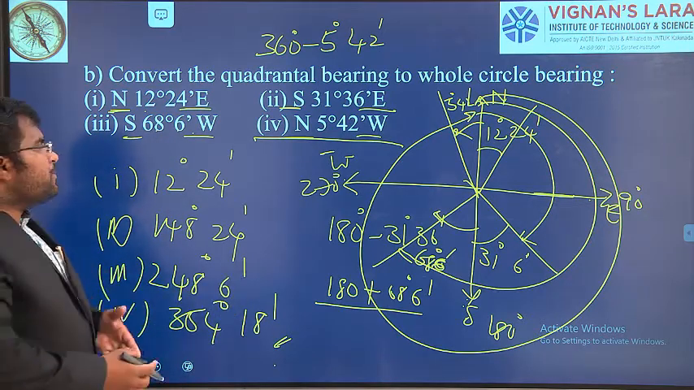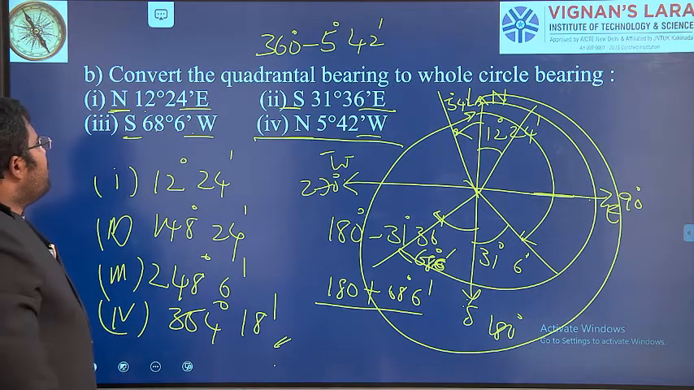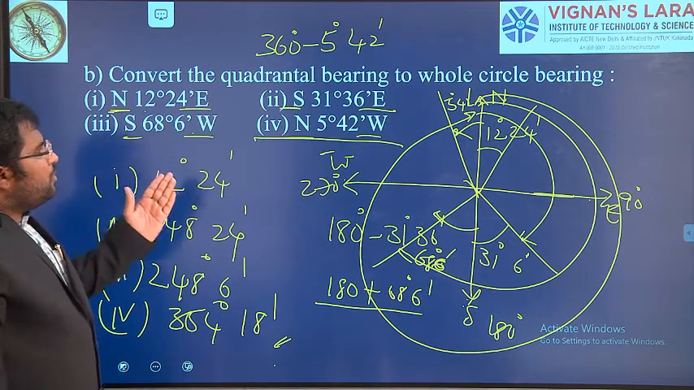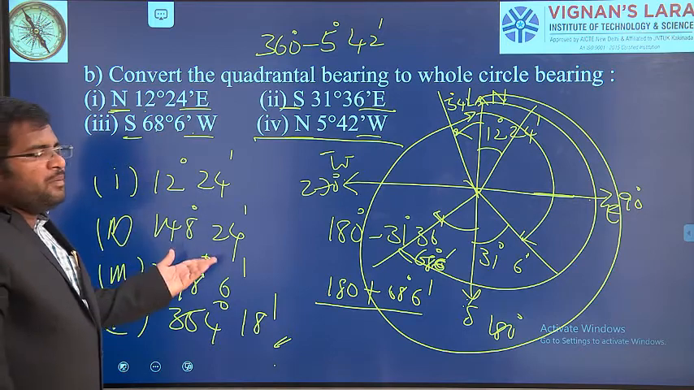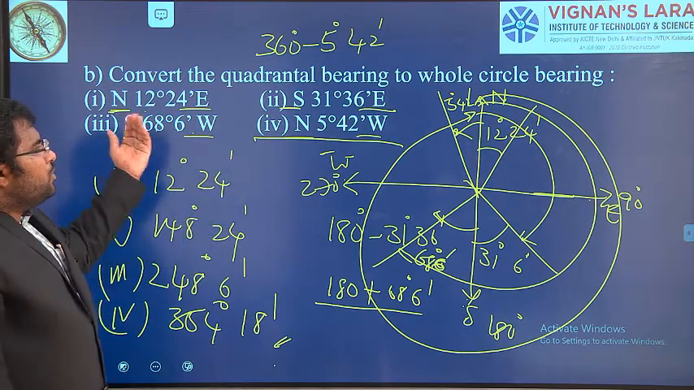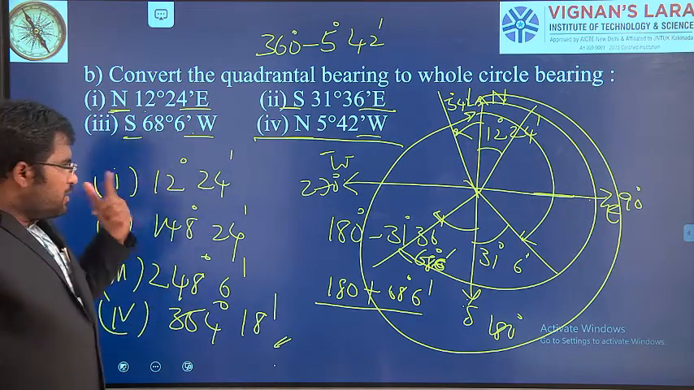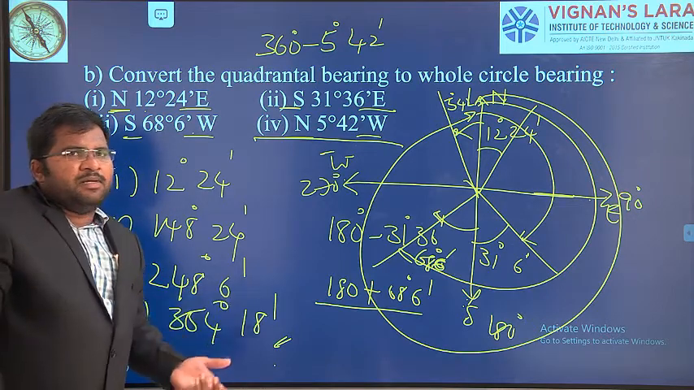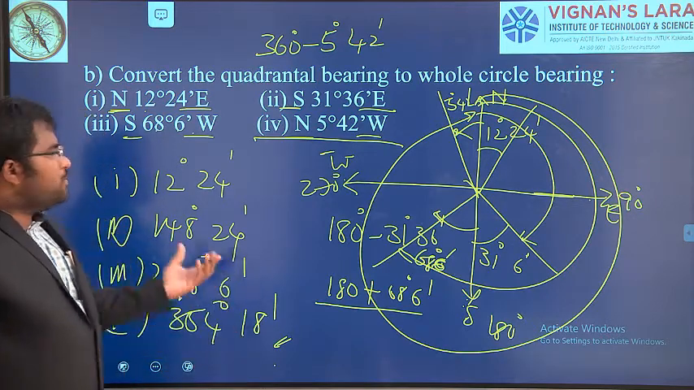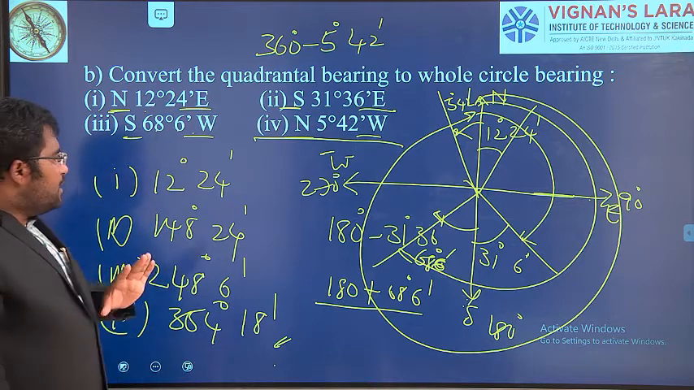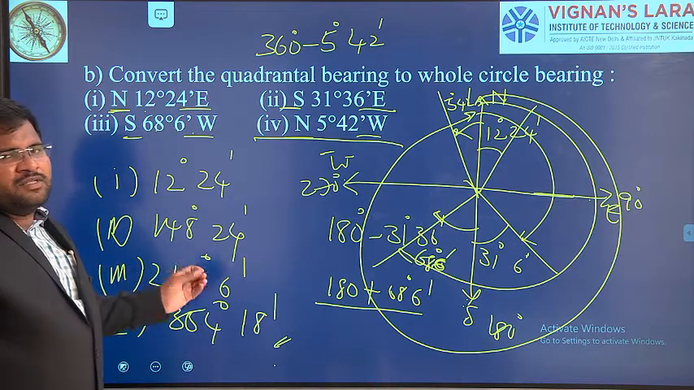Okay, this is the procedure to convert the values from quadrantal to whole circle, and in the previous problem we saw whole circle to quadrantal, right? So you can take any other example problems or previous JNTUK problems, and you can convert very easily. This is very simple, there is no confusion in this.